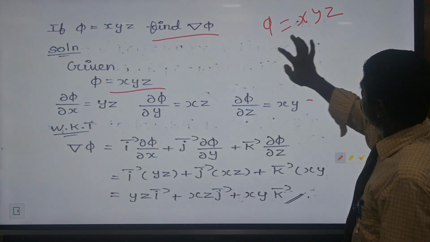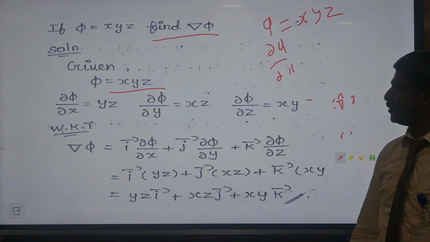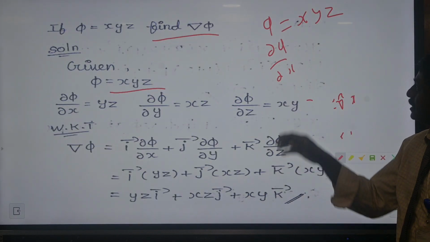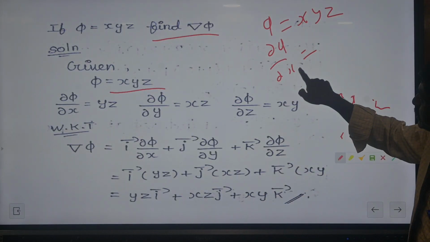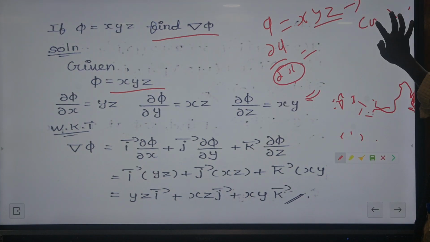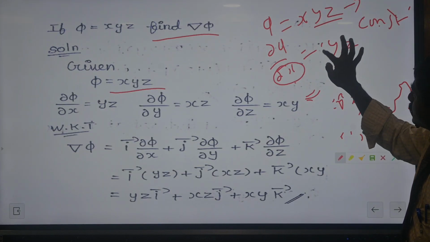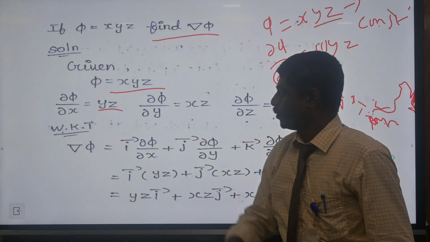Differentiation. So dou phi by dou x. You know partial, if you learn in partial equation. Anyway, recall. When you differentiate partially with respect to x, y is kept constant. Okay, y is constant. When you differentiate x is 1, so that is yz.